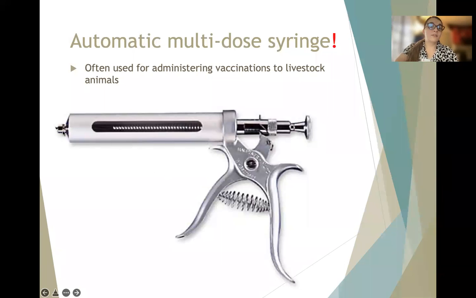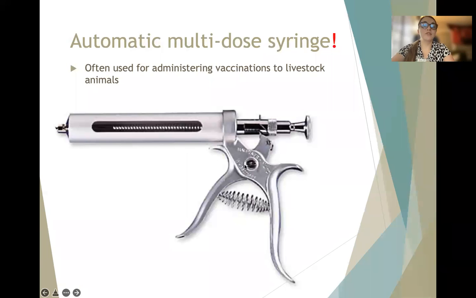So it's not necessarily the most sterile way to do it, but with livestock medicine, we do have a little bit of gray area and leeway. A lot of farmers will do this on their own. They'll have their own multi-dose syringes and they will just go through and vaccinate their whole herd. It's really common.